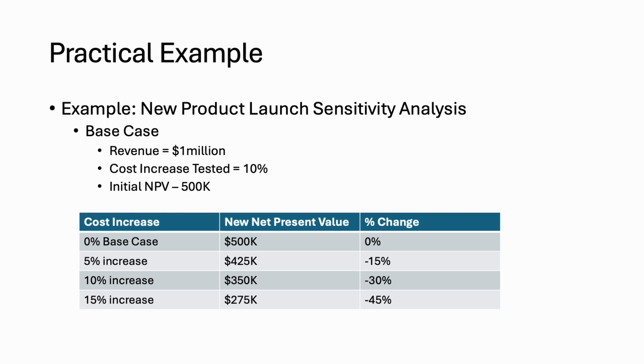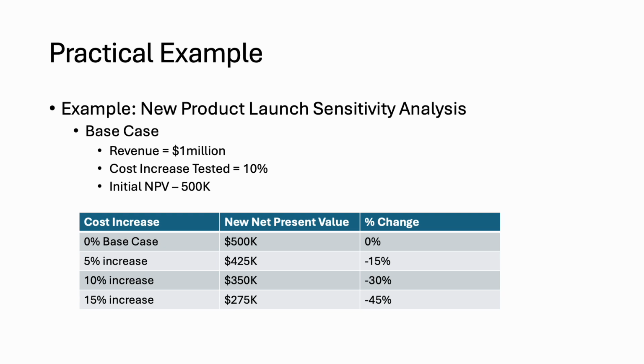As shown in the table, a 5% cost increase reduces a net present value to $425,000, a 15% drop. A 10% cost increase lowers net present value to $350,000, a 30% decline. If costs rise by 15% or more, profitability erodes significantly.